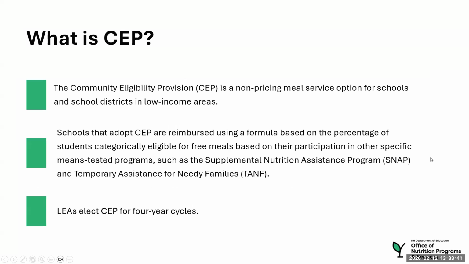So what is CEP? So CEP is a non-pricing meal service option for schools and school districts that are in low-income areas. So schools that adopt CEP are reimbursed using a formula based on the percentage of students categorically eligible for free meals based on their participation in programs like SNAP or TANF. And then LEAs that elect CEP are in there for a 4-year cycle. You can always exit during the cycle if that better suits you, but it is a 4-year cycle.